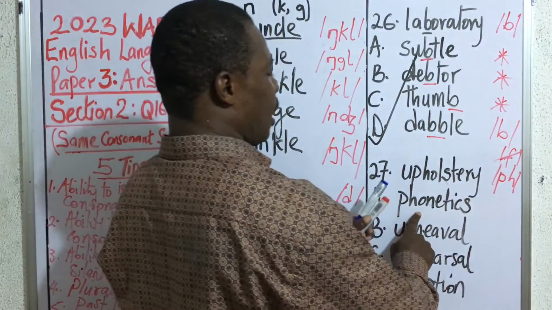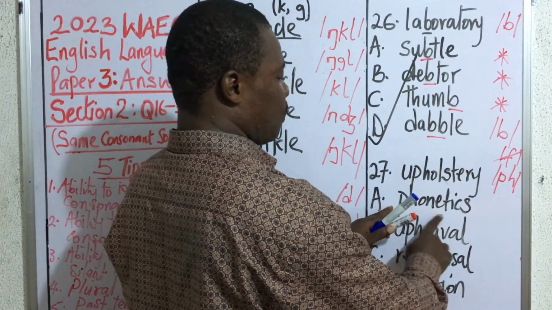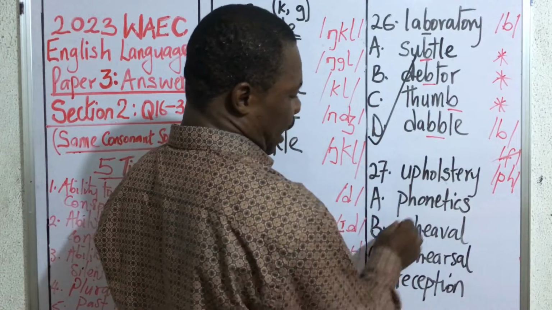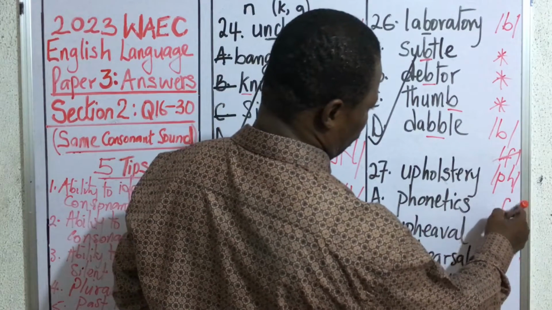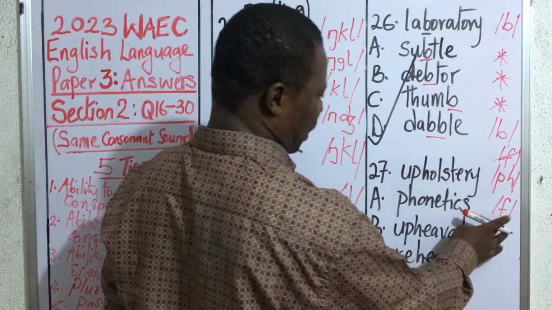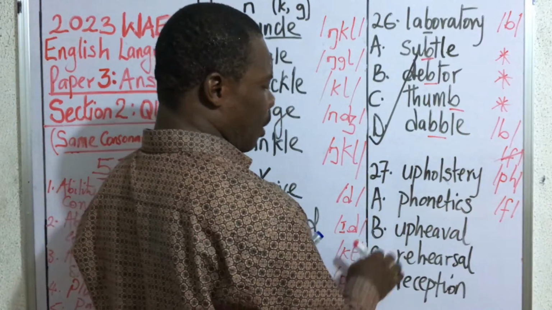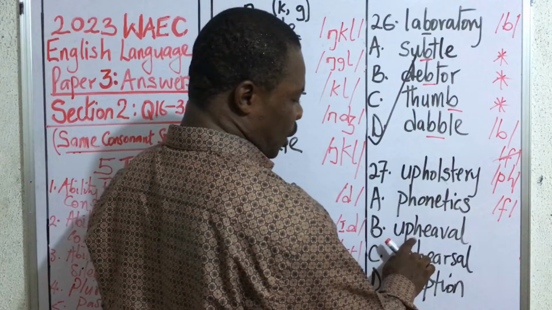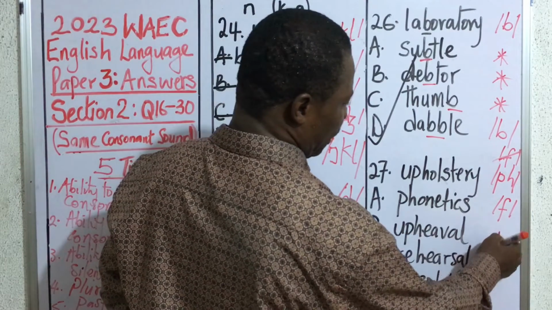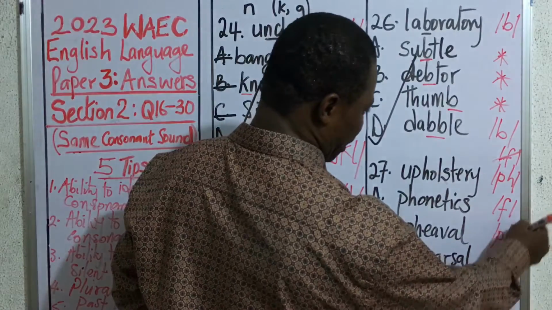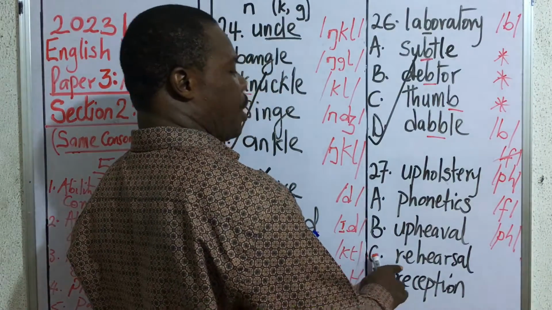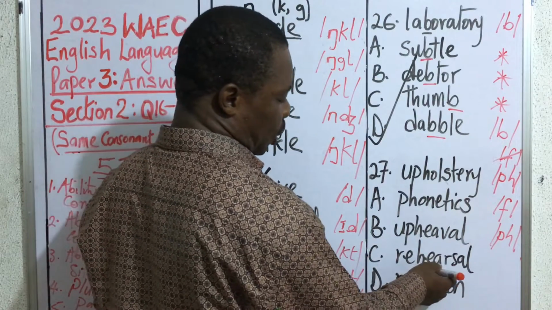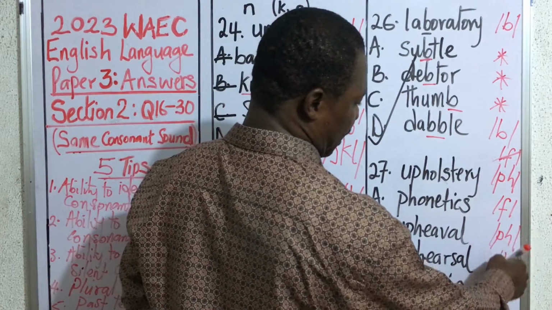Option A, you have phonetics. So, for the PH that is present in this word, it can change to what? The consonant F. Alright? Then here you have upheaval. These PH do not change to F, so they are realized as P and H. Then here you have rehearsal. The H here remains and you will have it as H.